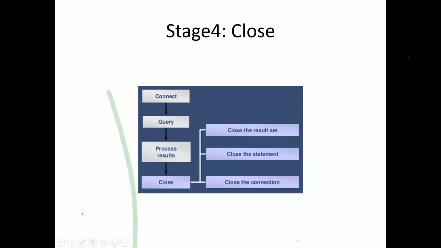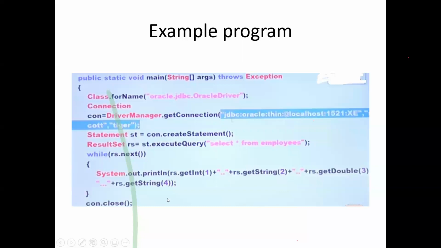So finally, what is the fourth step here? Close all the connections. First we will close the result set, then the statement, then the connection. The first two are not mandatory, but closing the connection is mandatory. That's why here I have considered finally con.close(). This statement is helpful to close all the connections. This is one small example program of how we communicate from the Java application to the database.